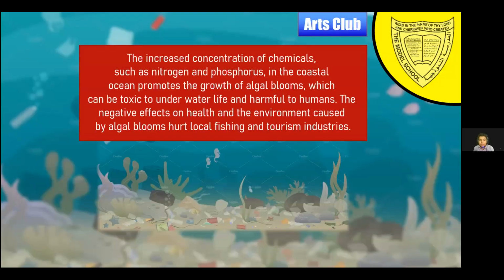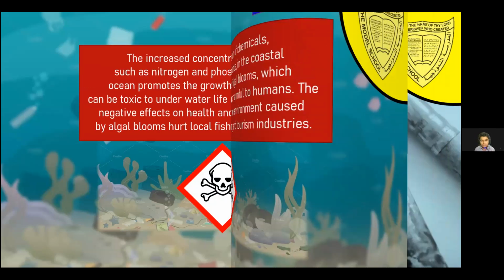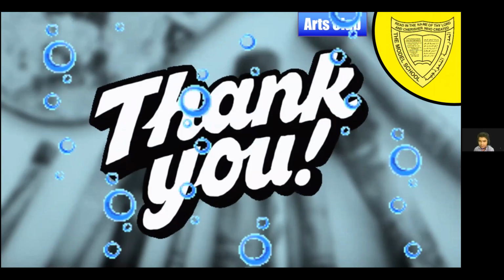The increased concentration of chemicals such as nitrogen and phosphorus in the coastal ocean promotes the growth of algal blooms, which can be toxic to underwater life and harmful to humans. The negative effects on health and the environment caused by algal blooms hurt local fishing and tourism industries. Thank you everyone and have a nice day.